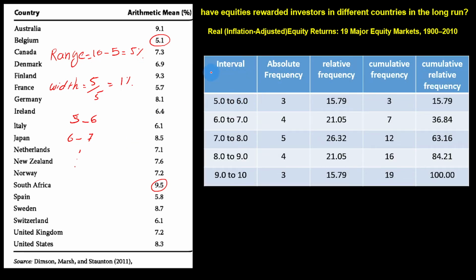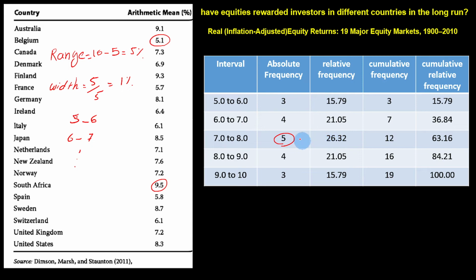Now, as you can see, we have our intervals. We have 5 intervals, and each interval has a width of 1%, right? Now, the first thing that we can notice by just looking at the absolute frequency column is that this interval, 7 to 8%, has the most number of observations in it. 5 returns are in here. The rest are just 3 and 4, right? And those 5 returns mean that more than a quarter of all the observations are in here, right? And this is something that we can find out from the relative frequency.